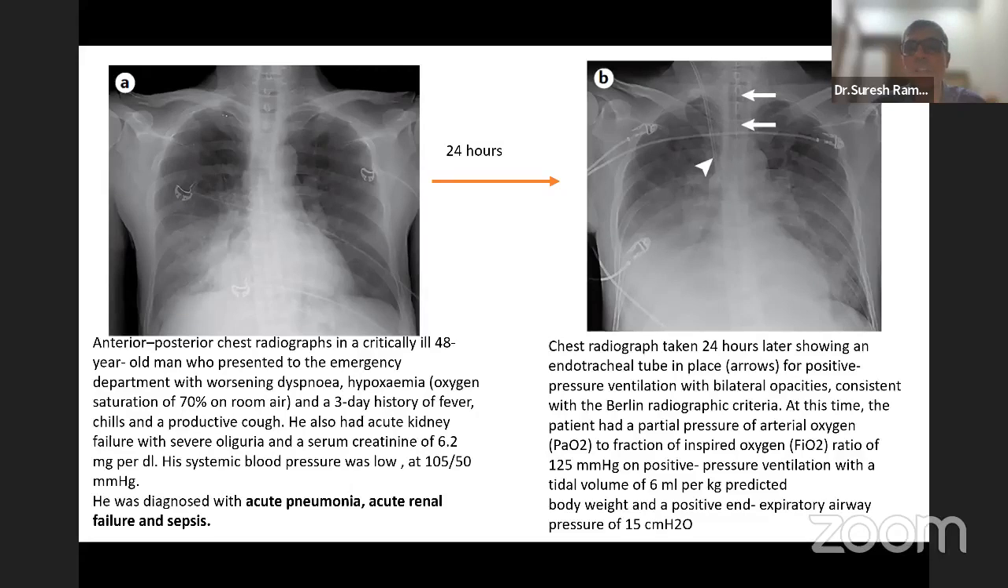Does he have renal failure, or is it volume overload that is leading to this? So there are a lot of issues that have happened in between in these 24 hours to this patient, which makes ARDS an interesting phenomenon.